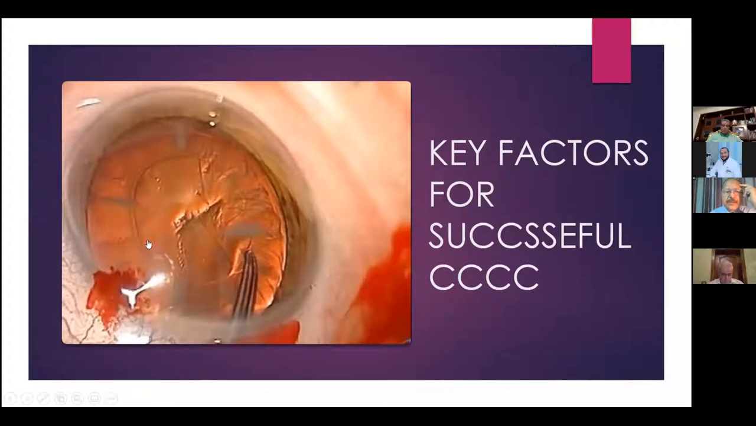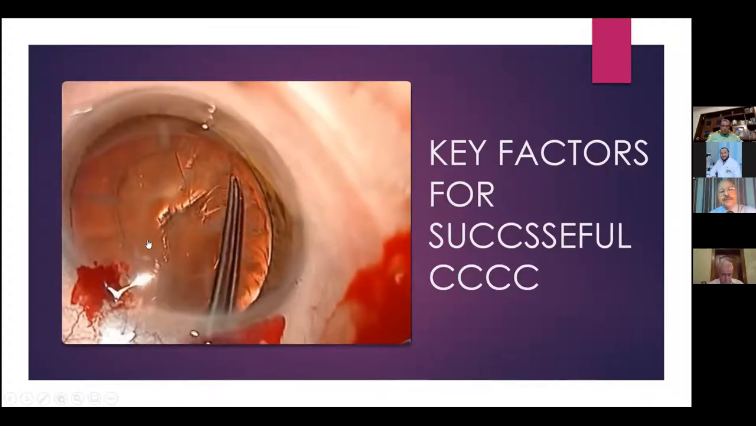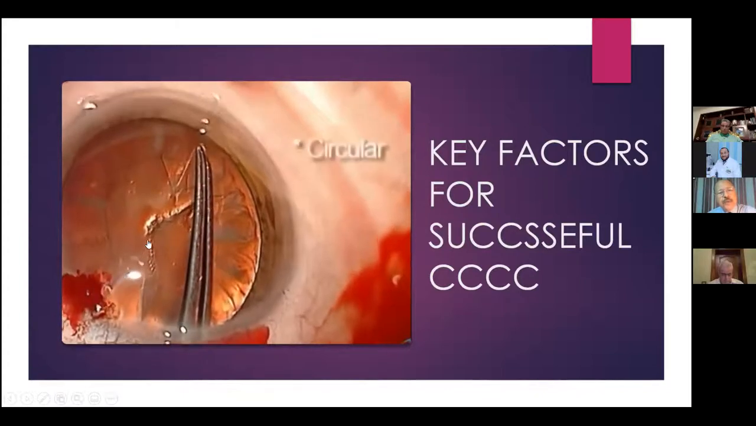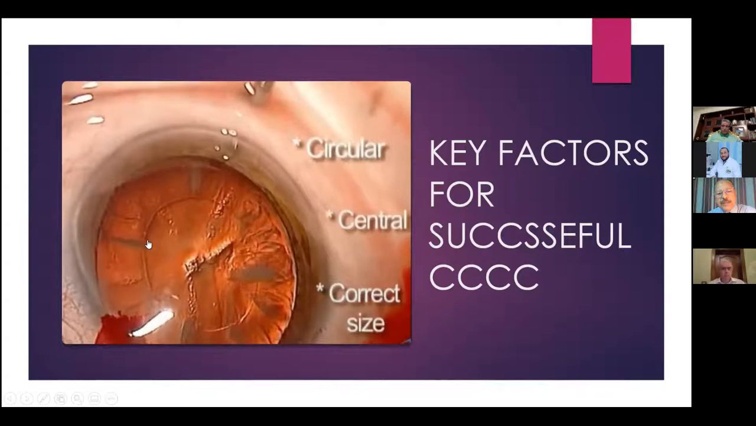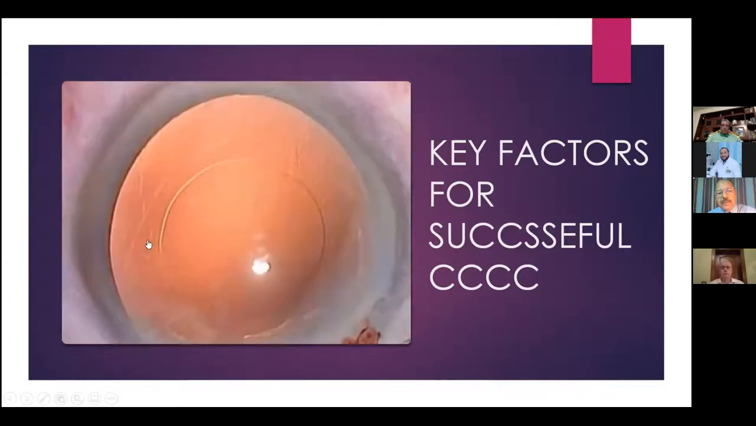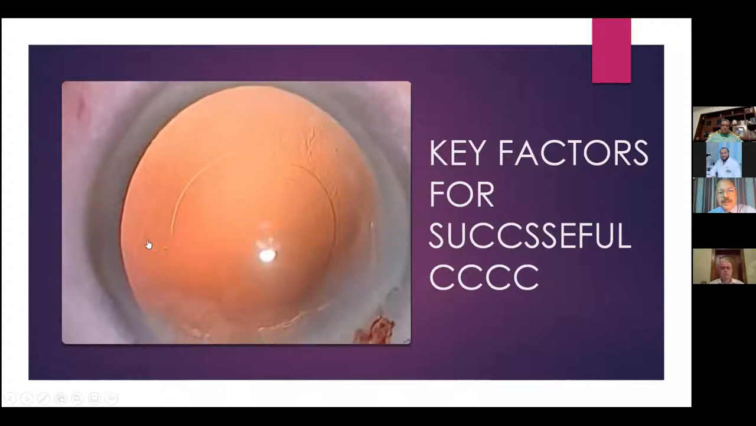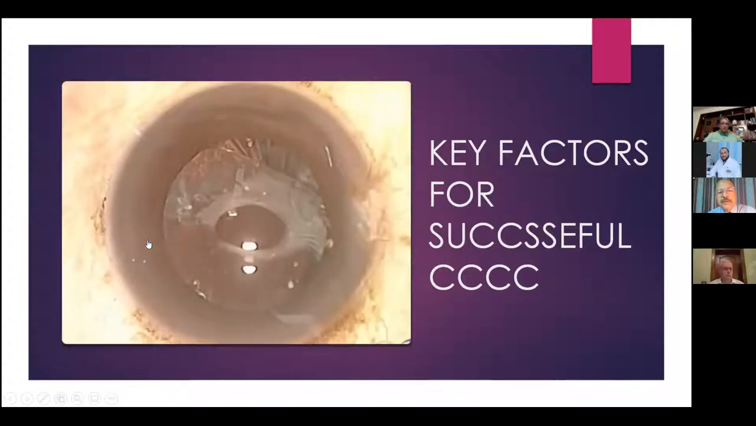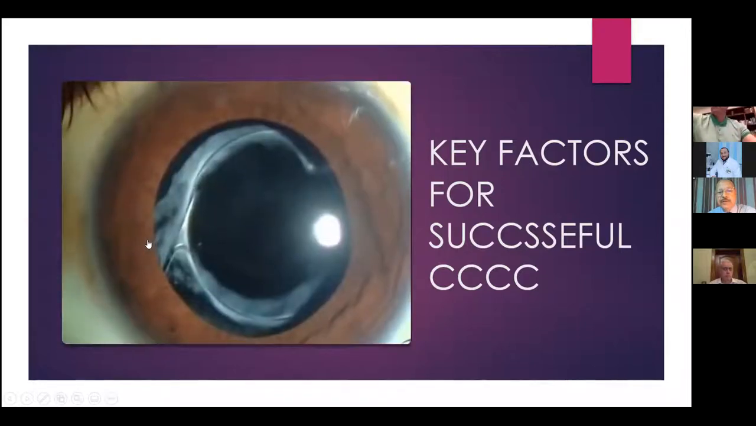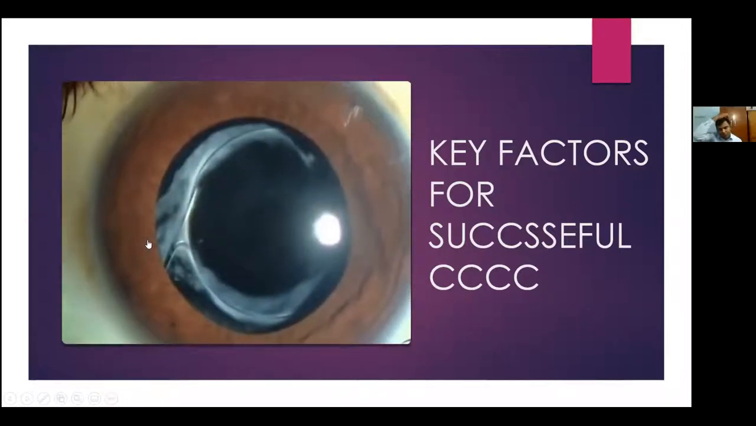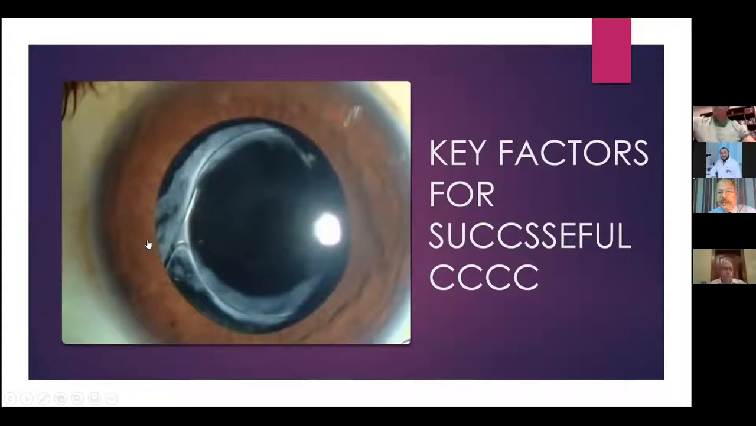The idea is to create an anterior window in the anterior capsule. It should be circular, central, and of correct size, about 5 millimeters, to cover one millimeter of the optic. It should be perfect because otherwise it may lead to many problems such as disintegration, capsule phimosis, opacification, and night glare. It should be thoroughly done because it is a mandatory milestone of successful phaco.